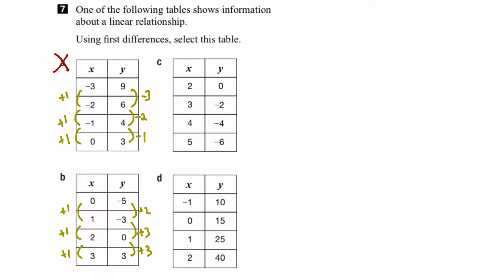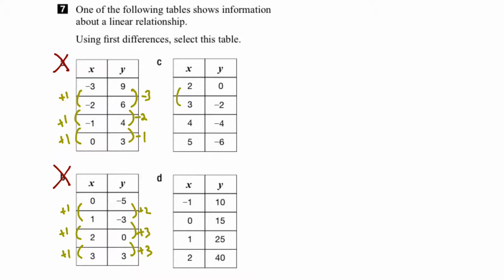So again, although the x values are going up consistently by 1, the y values are not. They're going up by 2 and then 3 and 3. So therefore we know that this too is non-linear. Okay, let's go to option C.